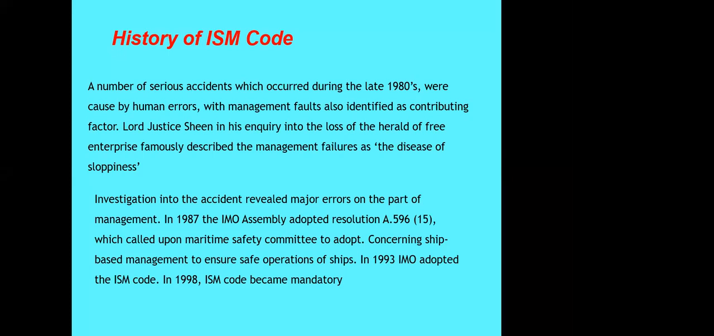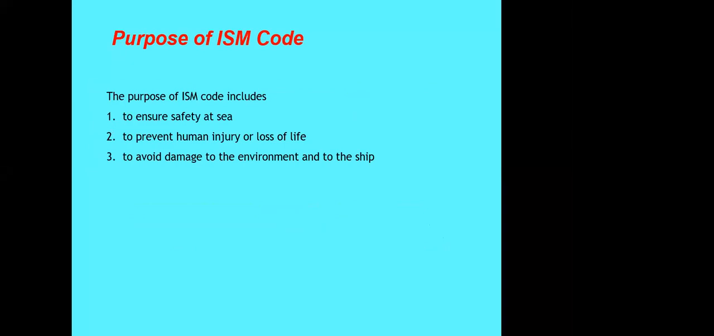And then briefly, we are going to look at the purpose of the ISM Code. Why was the ISM Code adopted? When we look at it, it was adopted in response to the incidents that have happened that resulted in major fatalities, loss of life, loss of assets, and damage to the environment. So the purpose of the ISM Code is to ensure safety of life at sea.